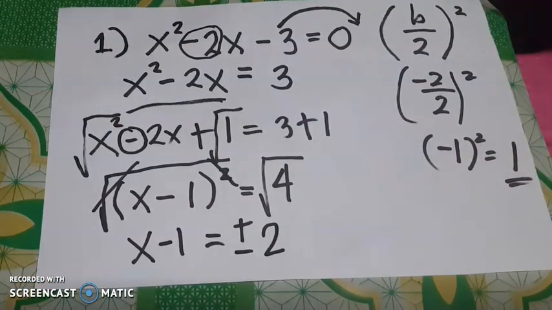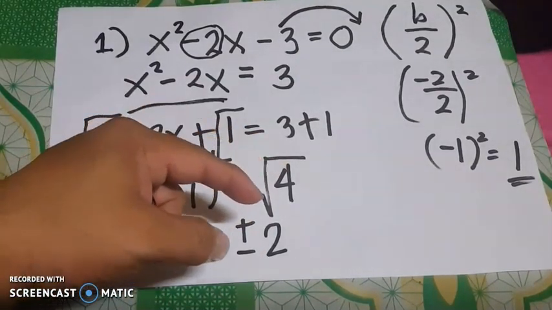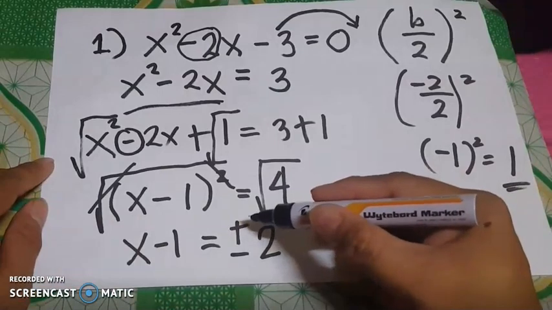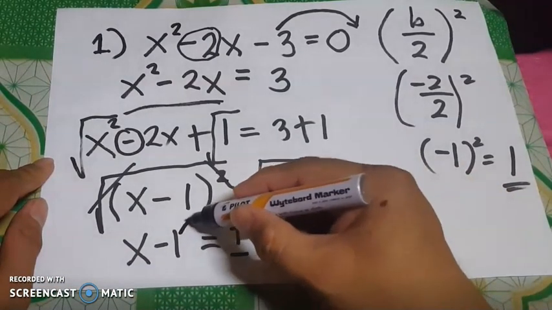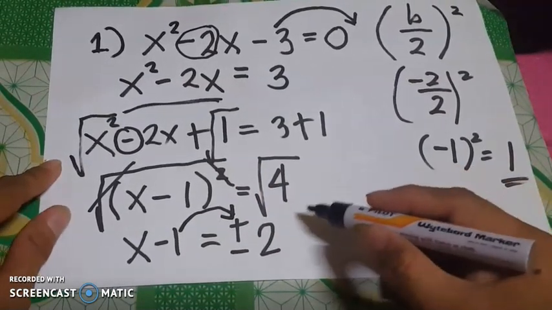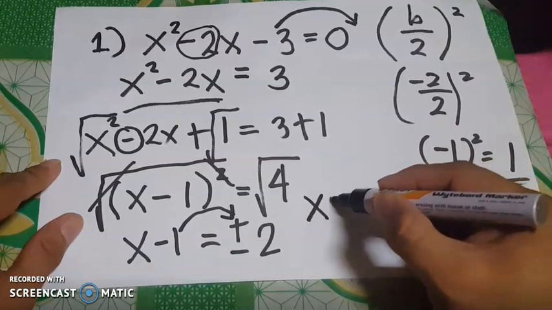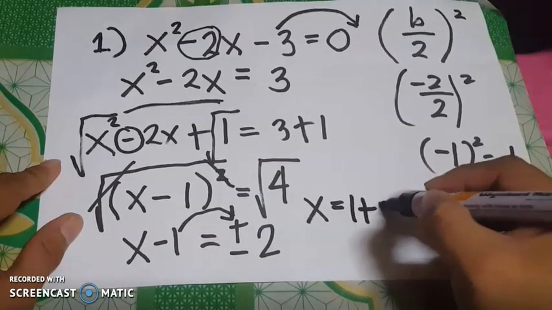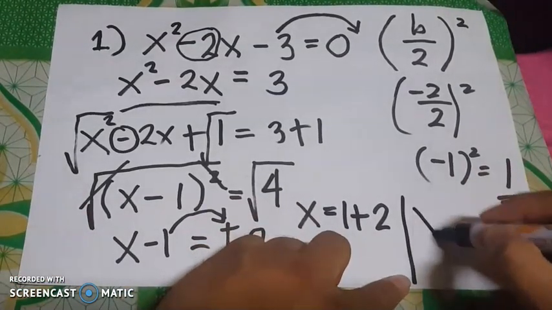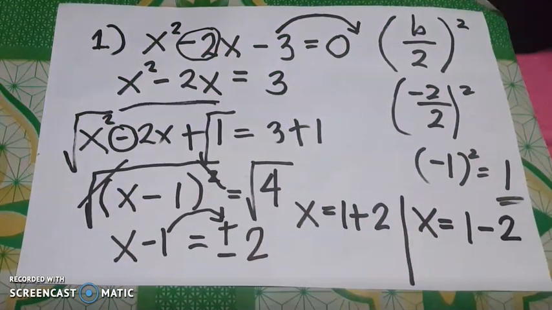Diba? When we apply extracting the roots, when we get the square root of a certain number, that is not just the positive root, but also the negative root of it. Then from here, we are going to now solve for its solution. So we can now move this constant term to the right side of the equation. So in that case, magpo-form tayo ng dalawang equation by separating this plus or minus. So we do have here x is equal to 1 plus 2, then the other one is x is equal to 1 minus 2.